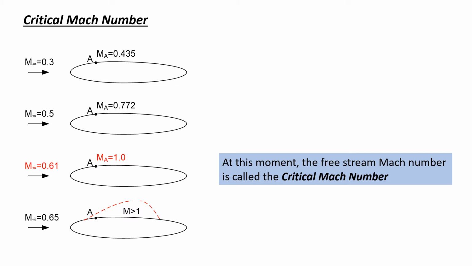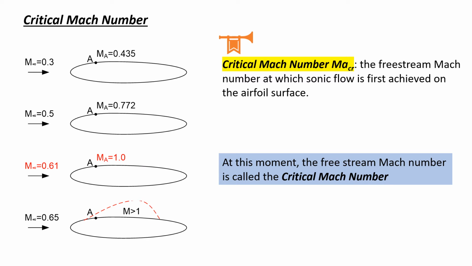This is the sequence of what happens over the aerofoil when we increase the free stream Mach number. Apparently the most important one in this case is when the Mach number at point A is sonic speed, 1.0. Now let's define the critical Mach number, M_cr. The critical Mach number is the free stream Mach number at which sonic flow is first achieved on the aerofoil surface. This is a definition, and we need to remember this.